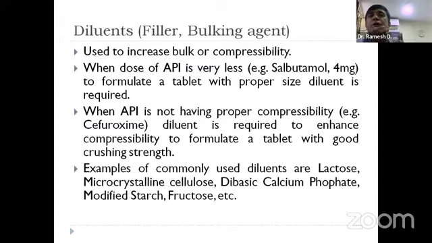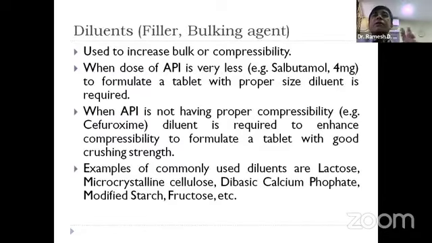And that's why, to increase the bulk, we are incorporating diluent. Sometimes the dose is sufficiently high. For example, in case of all the cephalosporin antibiotics, you might have seen the tablets of Cefixime 200 milligram. The weight of the Cefixime 200 milligram tablet is approximately 550 or 650 milligrams. The active ingredient is only 200 milligrams.